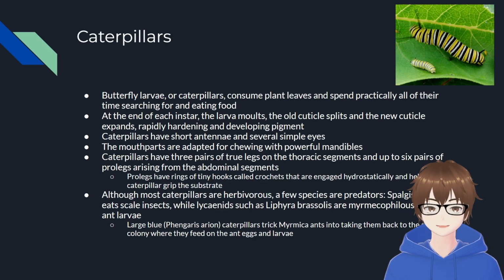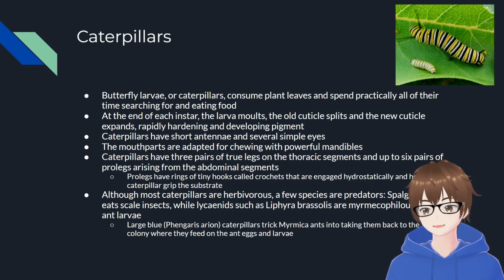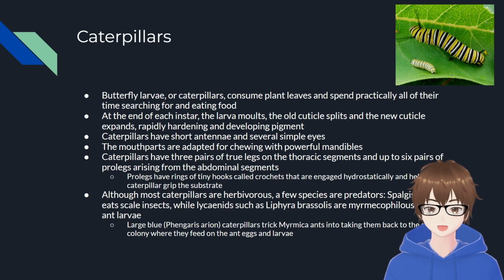So, caterpillars. If not the best form, the butterfly probably being the best form, caterpillars are probably the next form that people know about. Butterfly larvae or caterpillars usually consume plant leaves and spend practically all of their time searching for and eating food, usually the leaves, flowers, or sometimes the seeds of the host plant. At the end of each instar or larval molt, the old cuticle will split and the new cuticle will expand, rapidly hardening and developing pigment. So basically, as the caterpillar grows up, it will molt or split and then it will become larger.